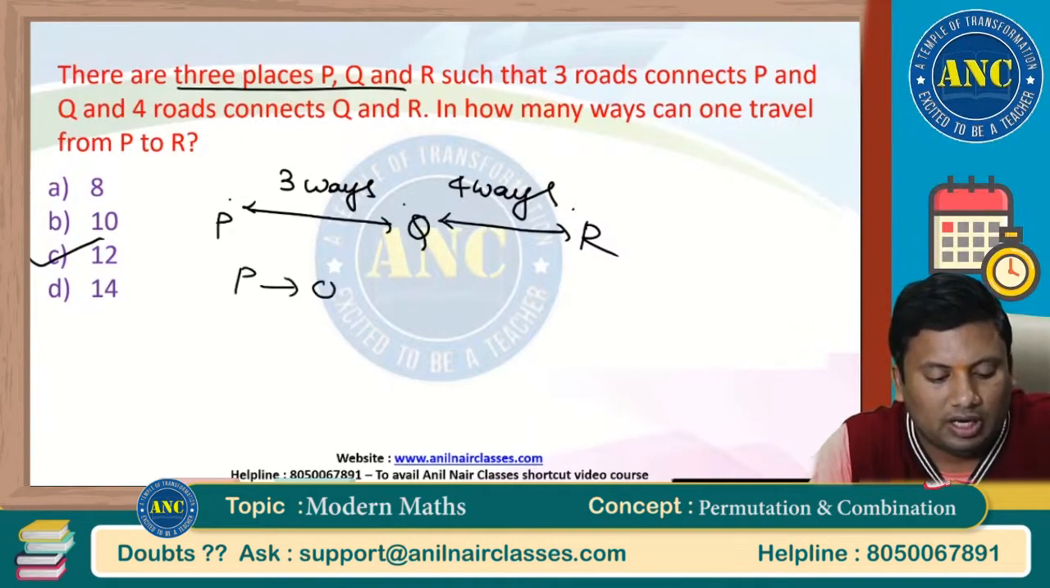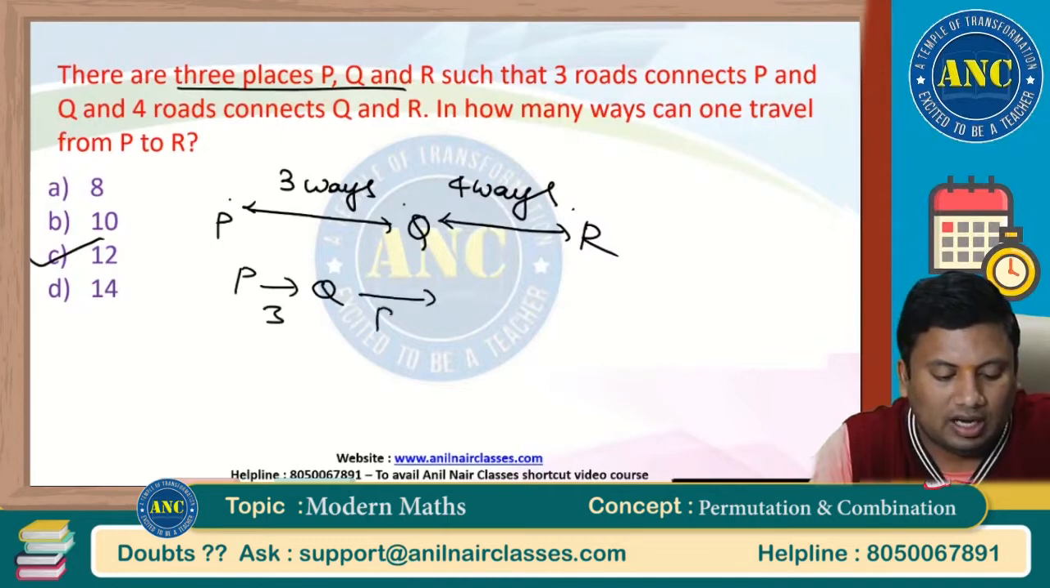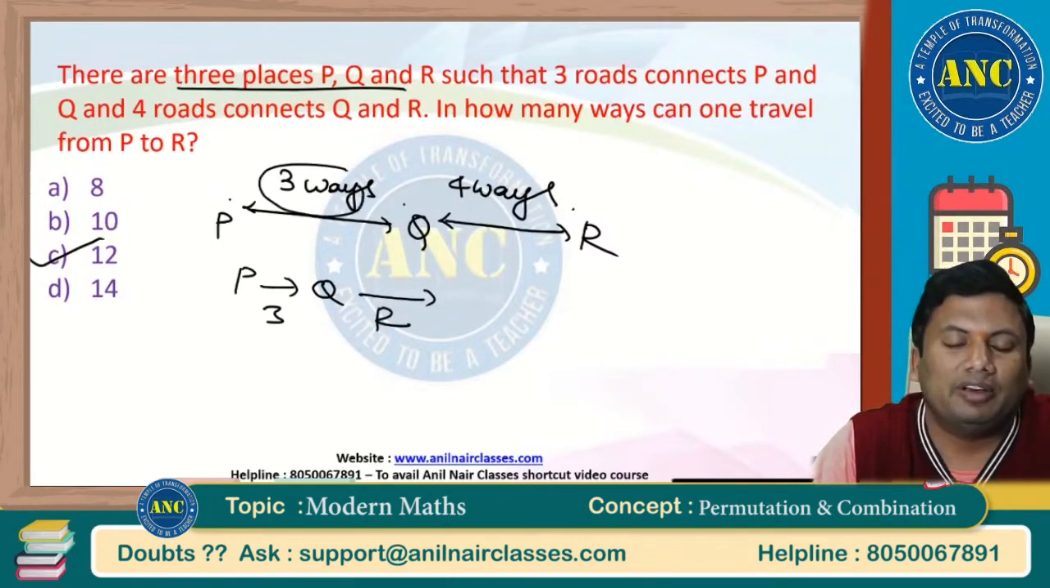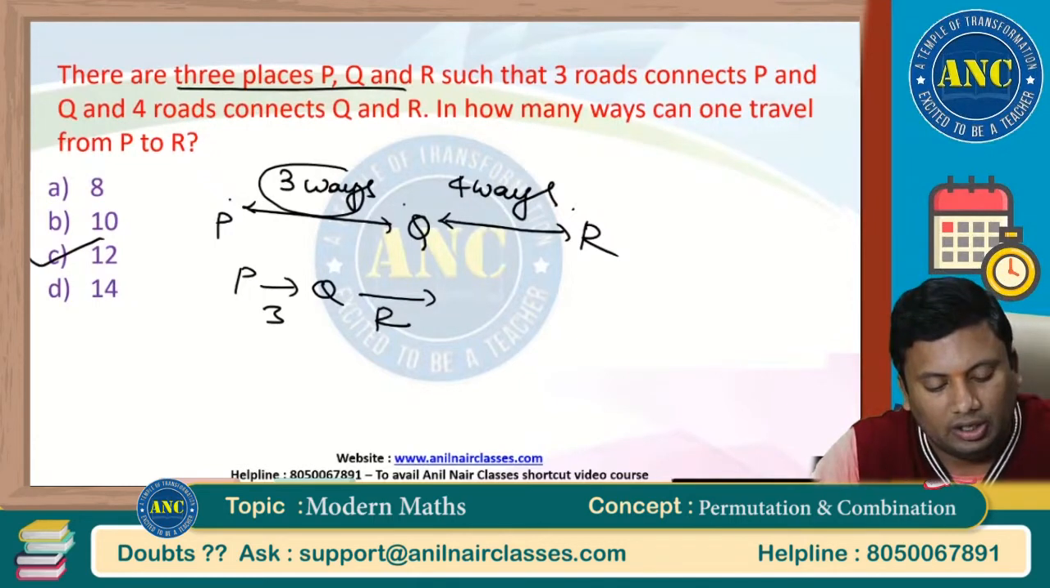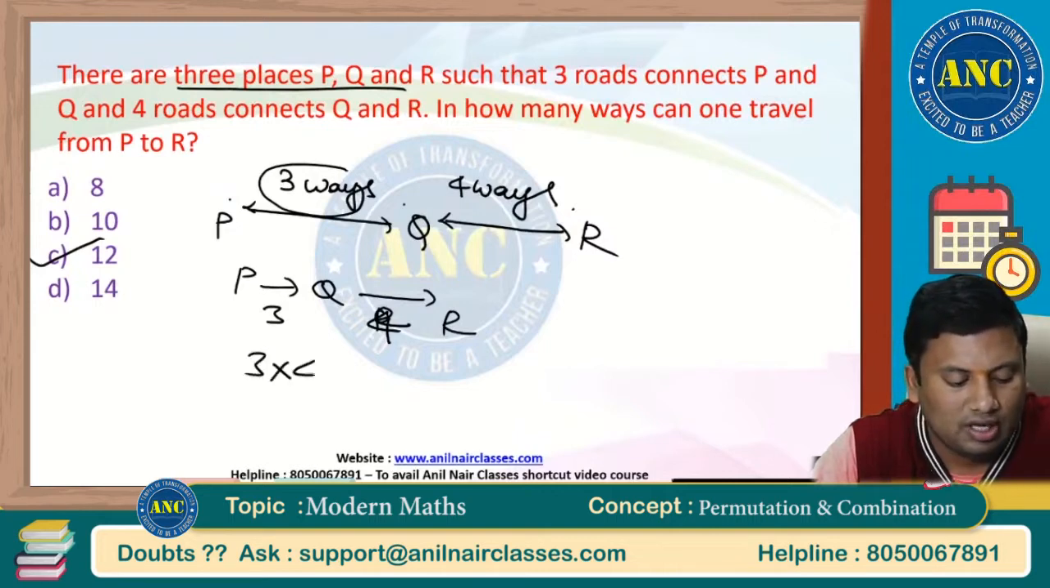P to Q, there are 3 ways. Q to R, there are 4 ways. For every one way from P to Q, there are 4 ways from Q to R. So 3 into 4, which is nothing but 12. Very, very easy question.